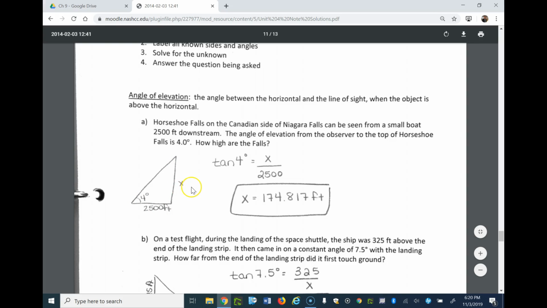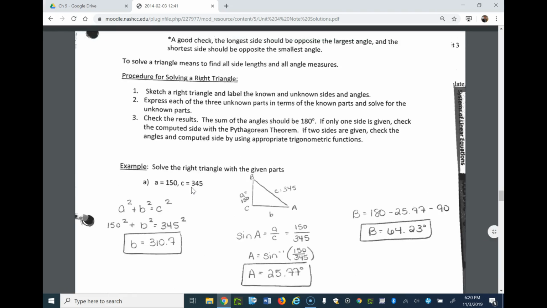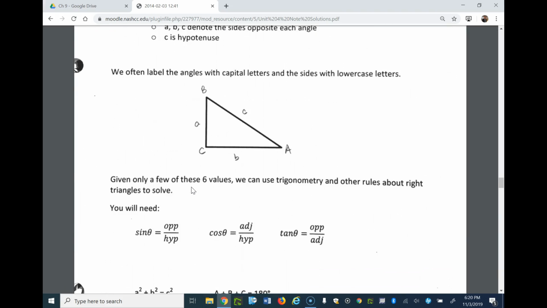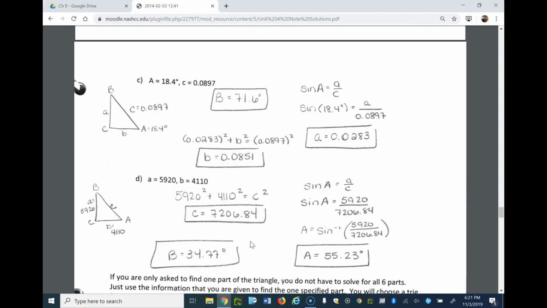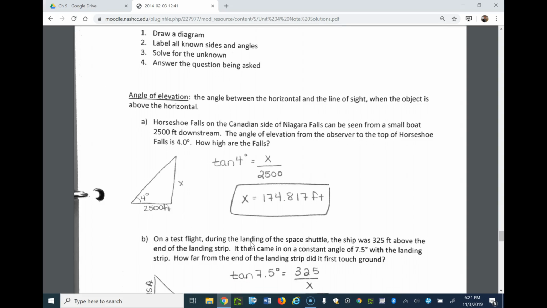So we have to go back to where we talked about SOH CAH TOA, where we have sine as opposite over hypotenuse, cosine as adjacent over hypotenuse, and tangent as opposite over adjacent. We have to use the information given and ask ourselves what information do we have? Well, I have a side and I have a side, but I do not have the hypotenuse. So sine and cosine are not going to help us with this problem. That's why we're using tangent.